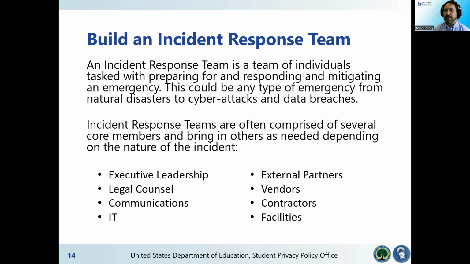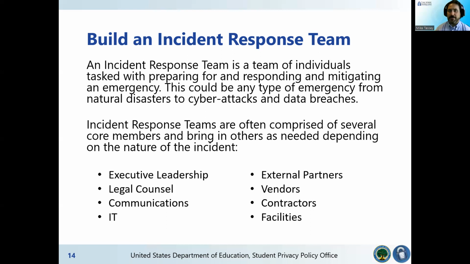As we hinted in the previous slide, the incident response team is not solely comprised of individuals from IT. Teams are often comprised of a cadre of core members representing stakeholders like organizational leadership, legal counsel, communications, and of course, IT, but may also include additional members depending on the type or scope of the incidents that are brought in as necessary.